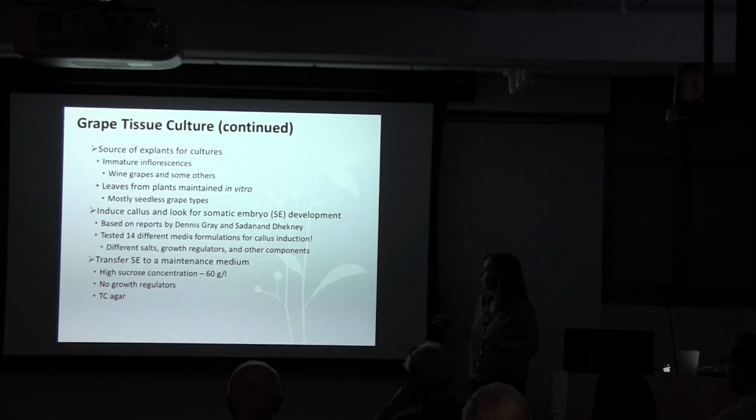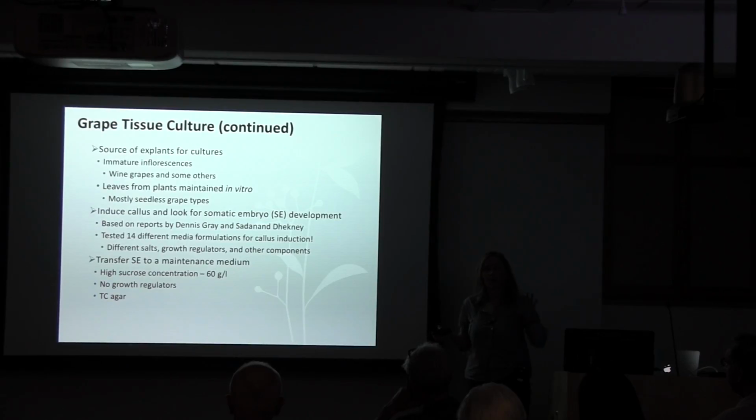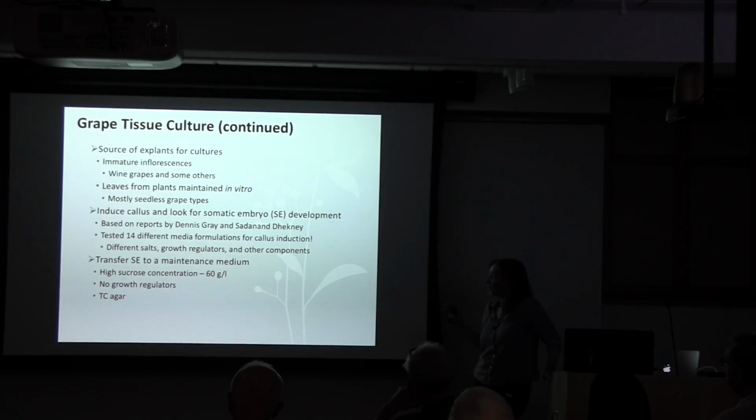So we've been doing our work based on reports by Gray and Deckney. We start by inducing callus on the plant material, and then we look for something called somatic embryos. There are 2 ways where plant regeneration can happen. There's somatic embryogenesis and organogenesis. I'll show you examples of organogenesis later, but for Grape, it's through the somatic embryogenesis mode. And when we started this, we ended up testing 14 different media formulations based on what we found in the literature to find something to work for Scout and Concord.